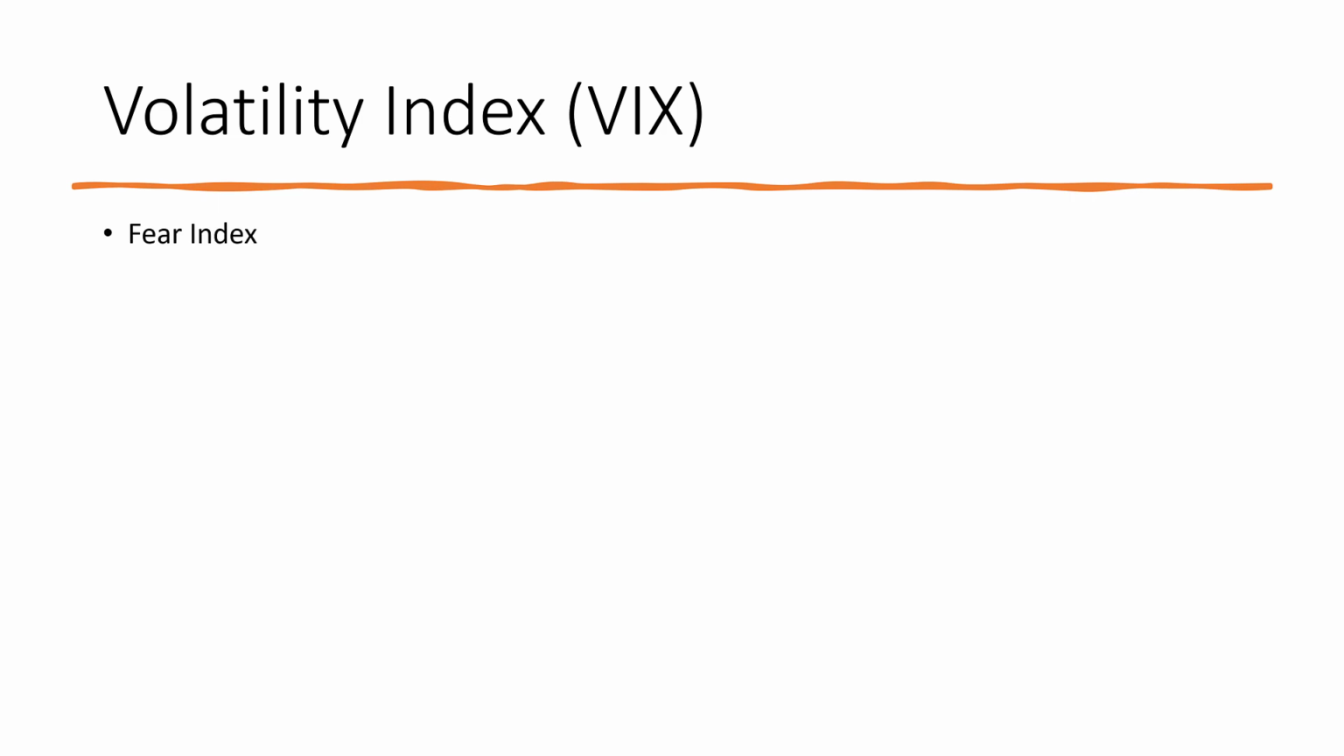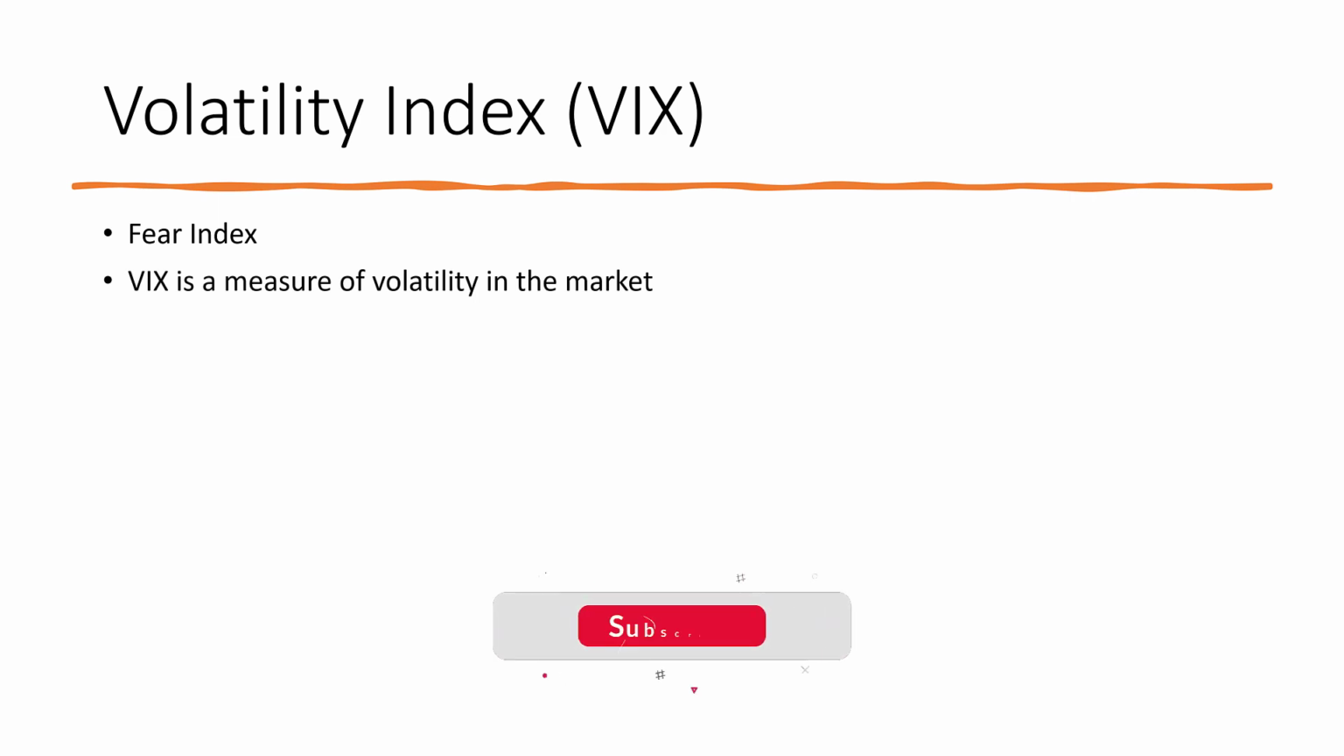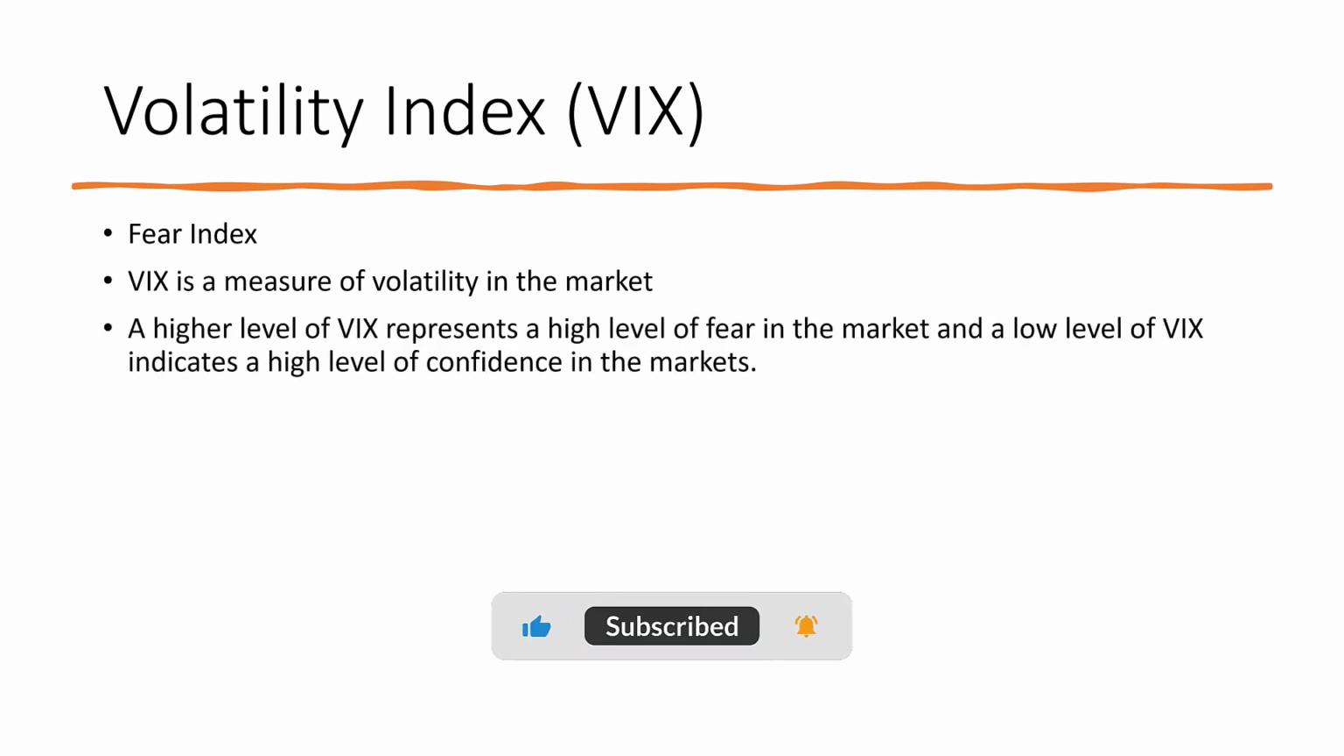Now, the volatility index, also known as the fear index or the fear gauge, is called that simply because the VIX is a measure of volatility in the market. So a higher level of VIX represents a high level of fear in the market, and a low level of VIX indicates that there's a high level of confidence, which basically means that there's not much fear in the market.